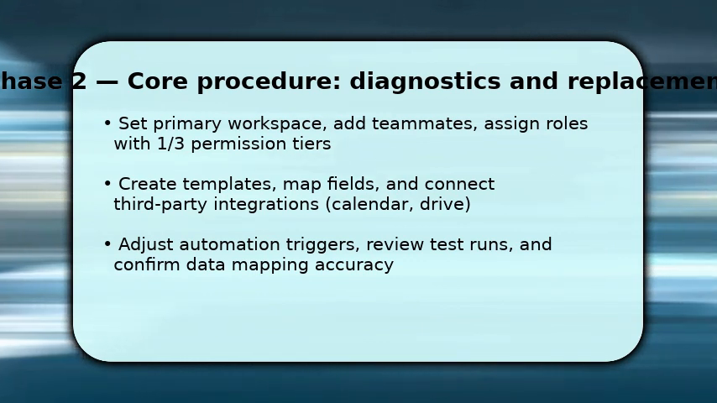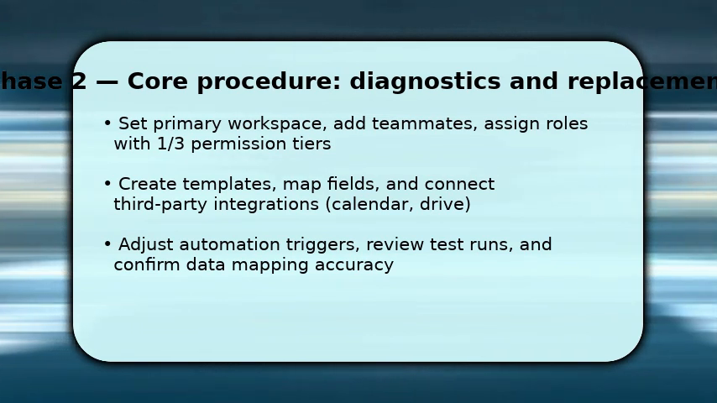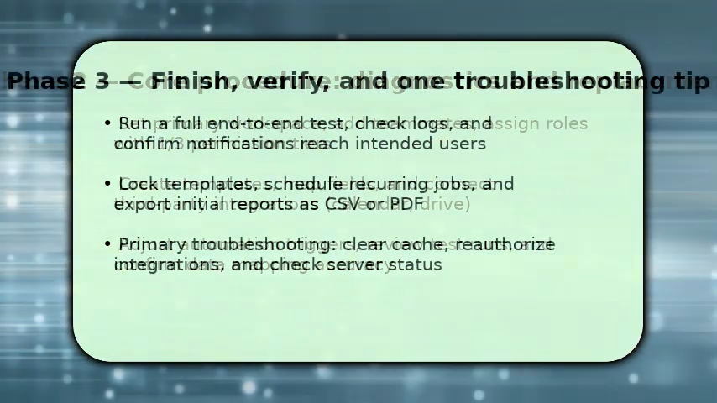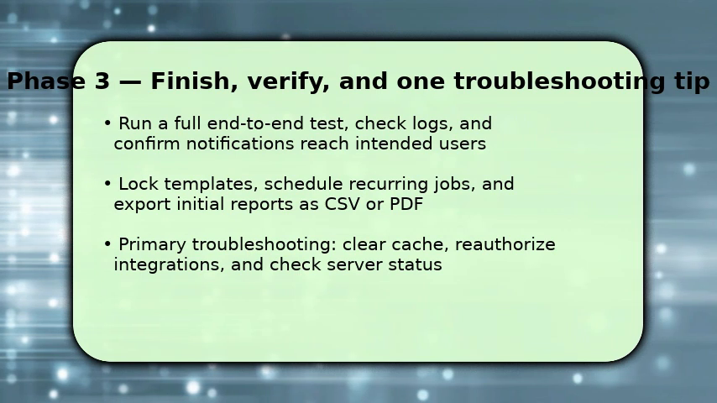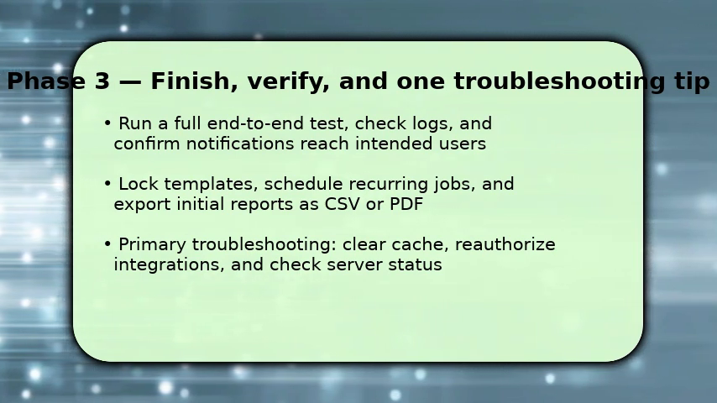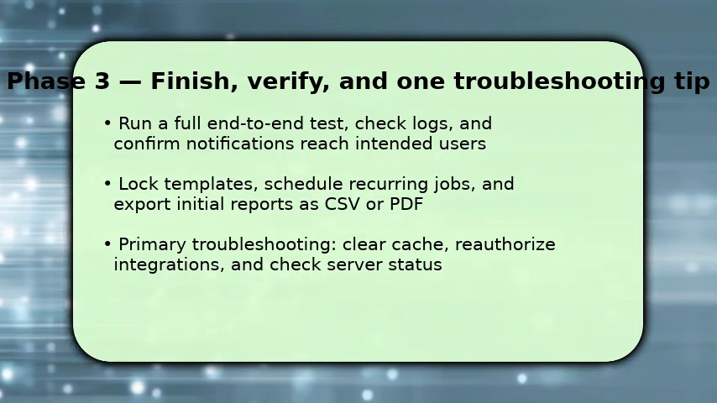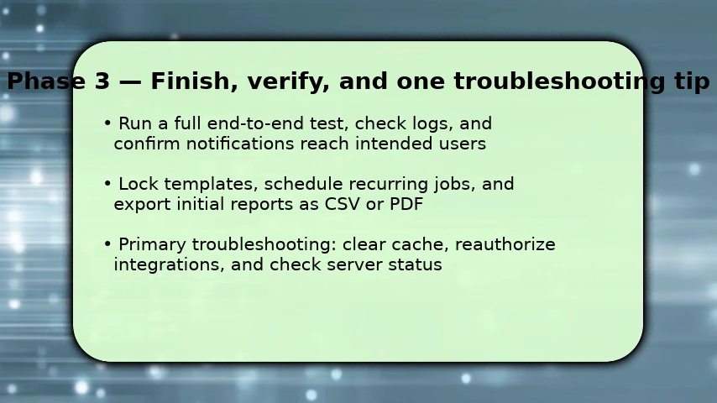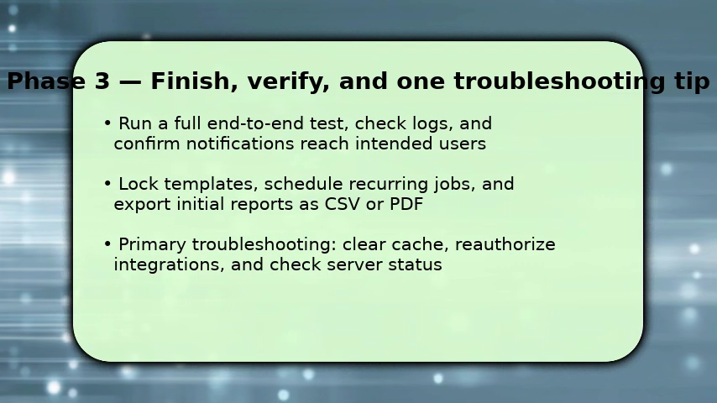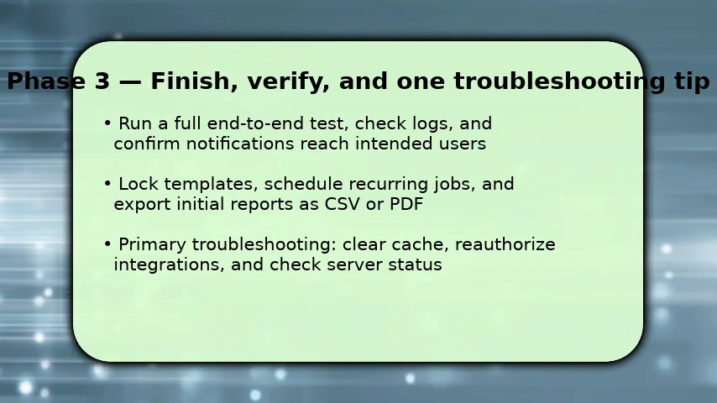When test runs pass, make sure mapping remains accurate. These detailed steps prevent errors as usage scales. You finish by validating and locking the system for daily use. Run a full end-to-end test so you see real results, then check logs and confirm notifications reach the right users. Lock templates to prevent accidental edits, schedule recurring jobs, and export initial reports for stakeholders.